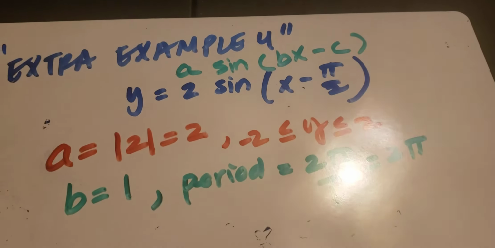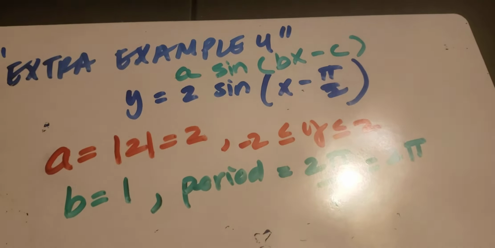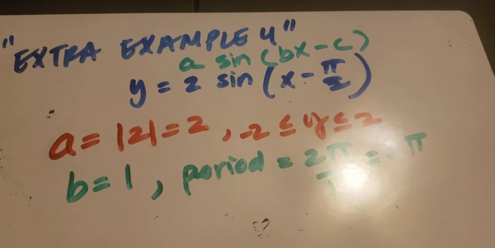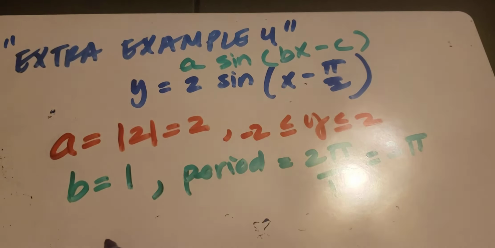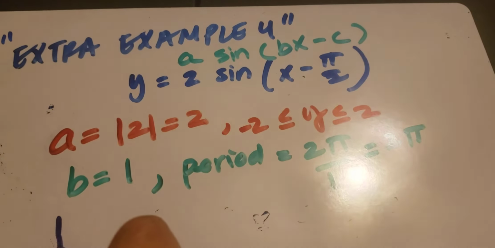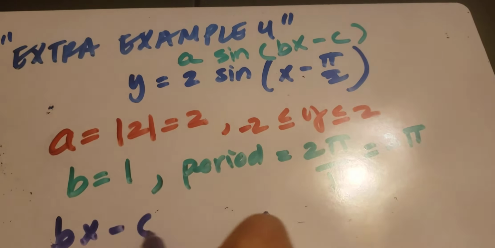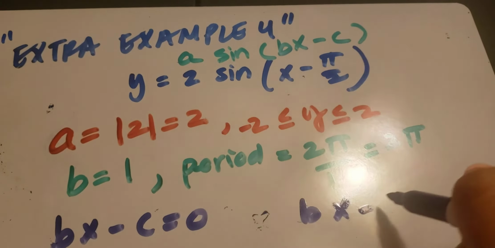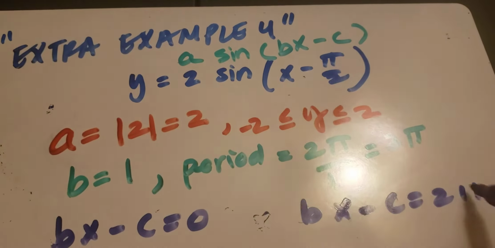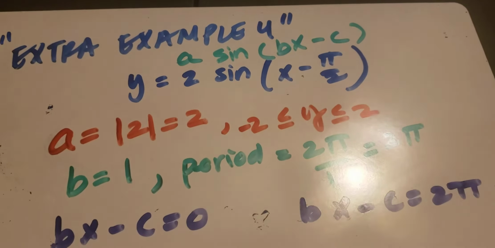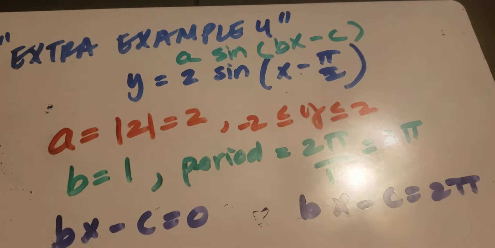So now let's get our intervals. So let me use a different color. So this is when we use our C. Okay, so what we're going to do is we're going to set two equations. So remember, bx minus c equals 0 and bx minus c equals 2 pi, and we're going to solve for x in both cases. Okay, so now I can substitute. B is 1, so I'm just going to write x.